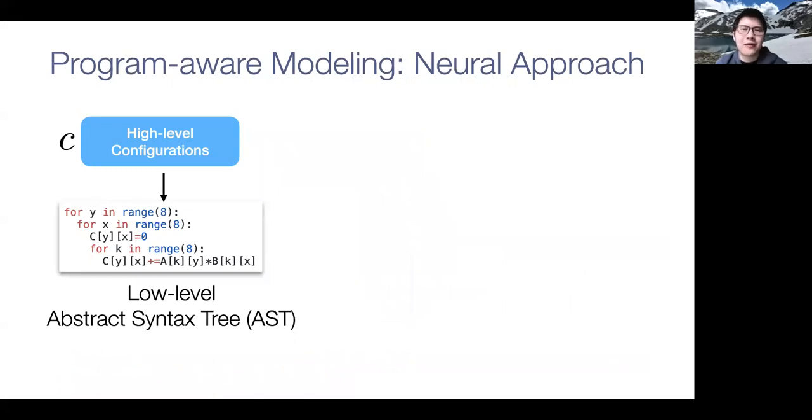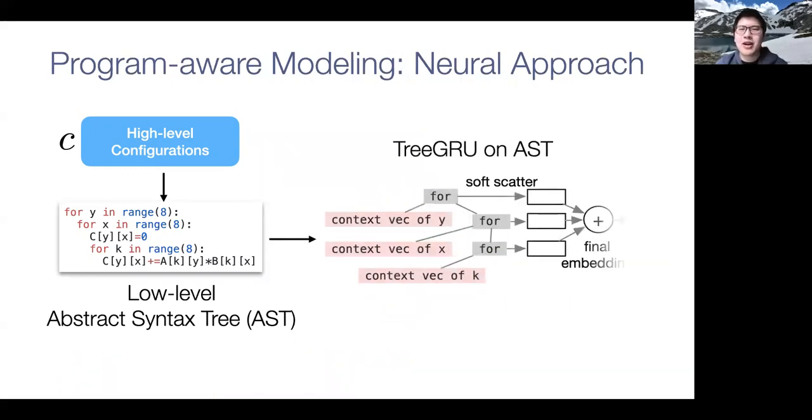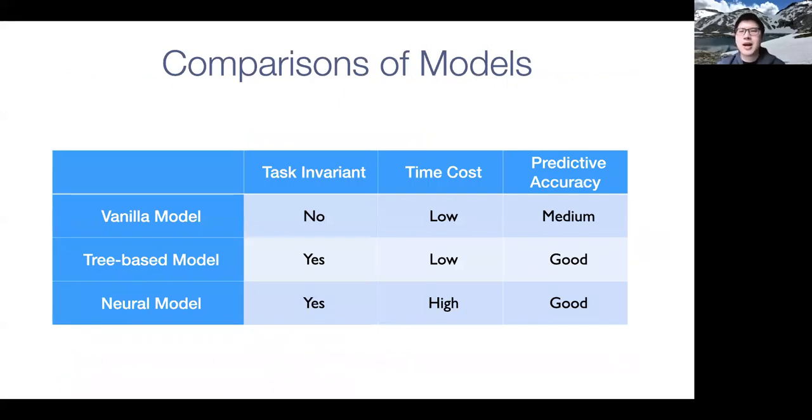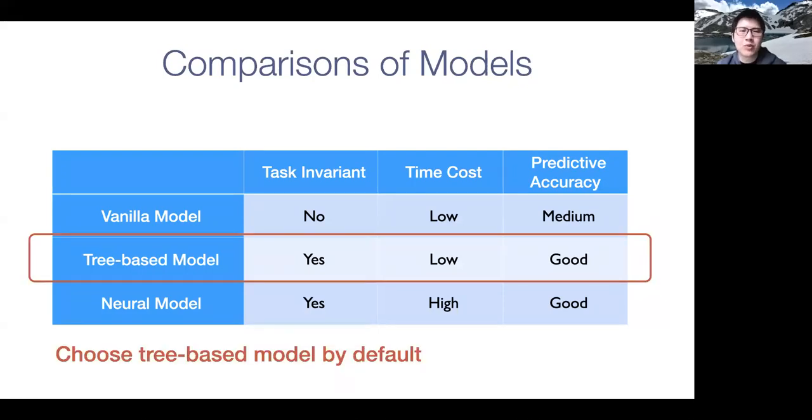And finally, if you like neural networks, you can also take a more neuron-based approach that uses a tree GRU to encode the abstract syntax tree and gives you the final cost. If you compare all those three approaches, you can find that both the tree-based model and neuron-based model are task-aware, and they give you quite good prediction performance. By default, we pick the tree-based model because it has relatively lower time cost than the neuron-based model.